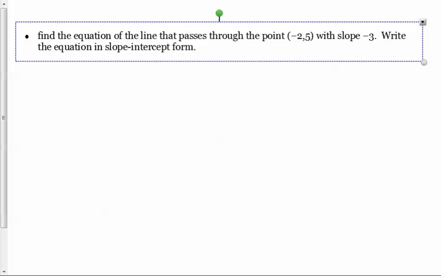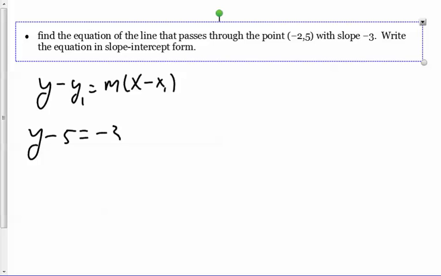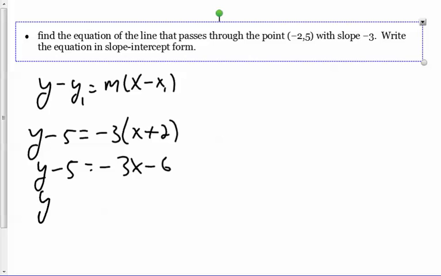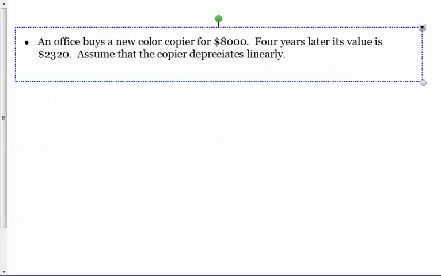Find the equation of the line that passes through the point negative 2, 5 with the slope negative 3, and write the equation in slope-intercept form. I'm going to give you a little hint. Here's y minus y1 equals m times x minus x1. This is called point slope formula. You should have seen this last year. You just plug in the point, so y minus 5 equals negative 3 times x plus 2. Now distribute that negative 3 through, so you get negative 3x minus 6. Then you add 5, so y equals negative 3x minus 1.